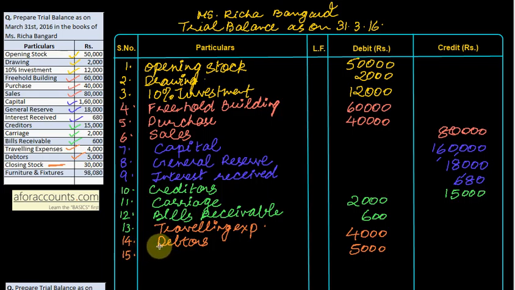Last is furniture and fixture. My asset. So whatever is an asset is debit, whatever is a liability is credit. So furniture and fixture, that is 98,080 rupees.